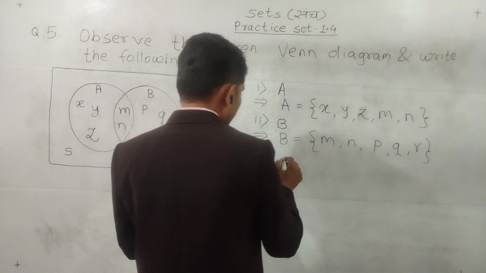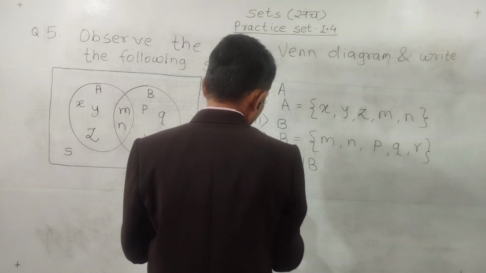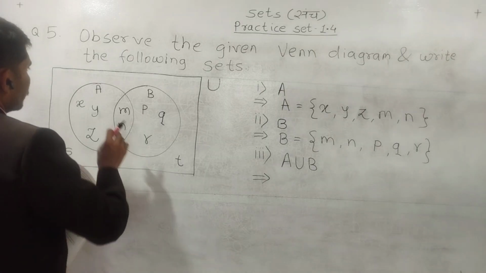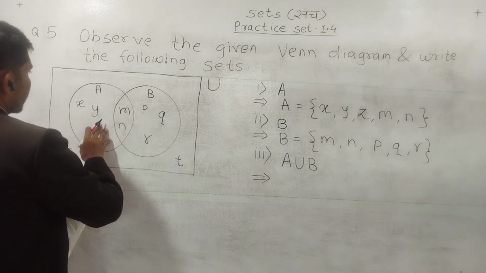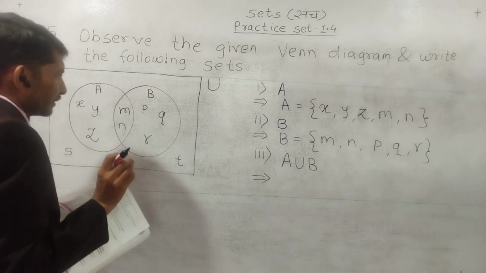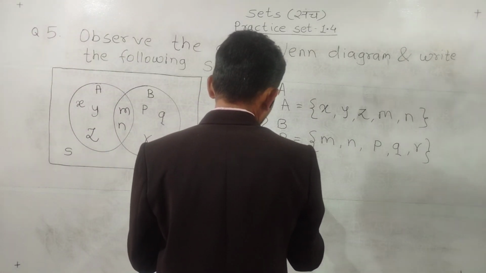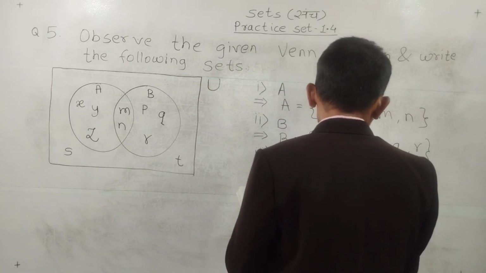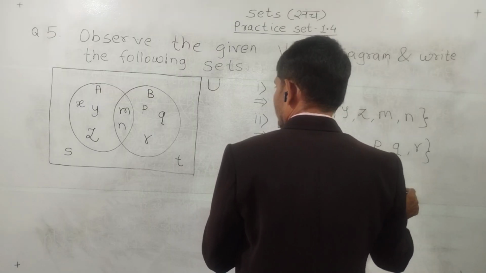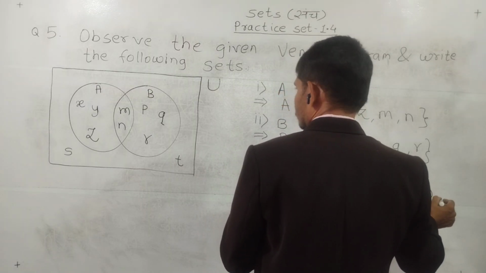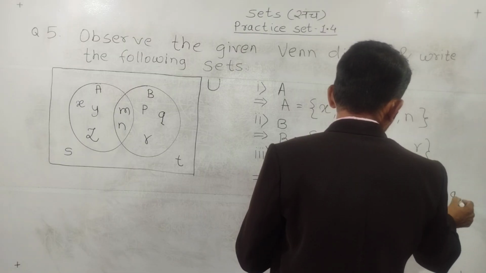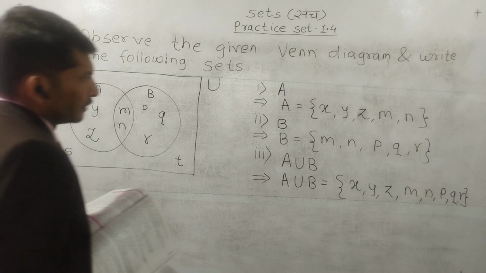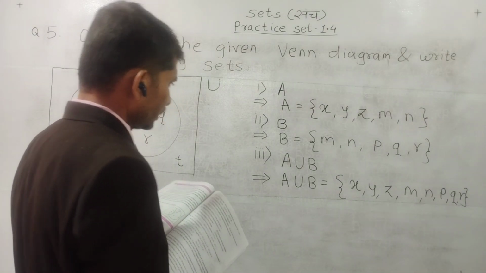Third example is A union B. How can we write A union B? While writing A union B, we have to take all the elements present in set A, present in set B, as well as common elements. Okay, all these elements we have to write one time. So set A union set B is equal to, in curly bracket, x, y, z, m, n, p, q, and r. Okay, so all these elements are coming under A union B.